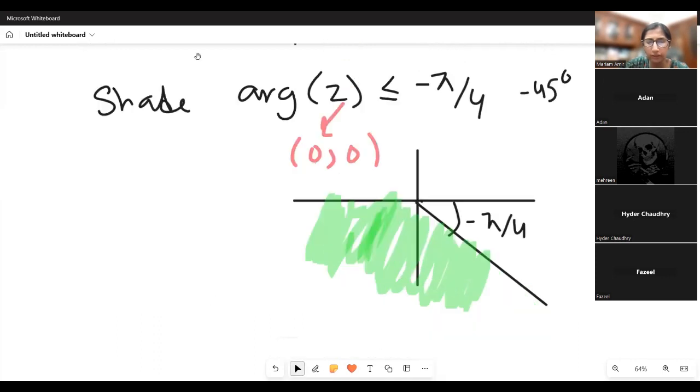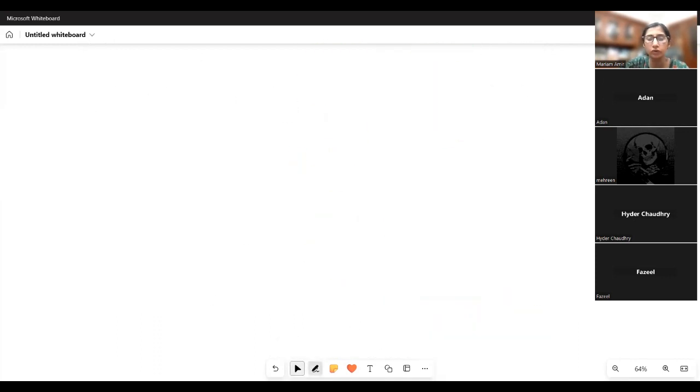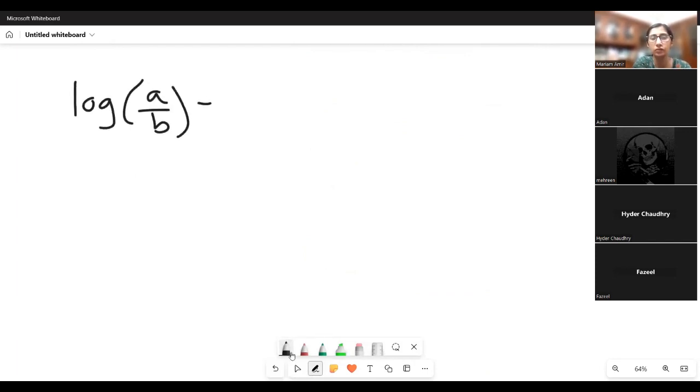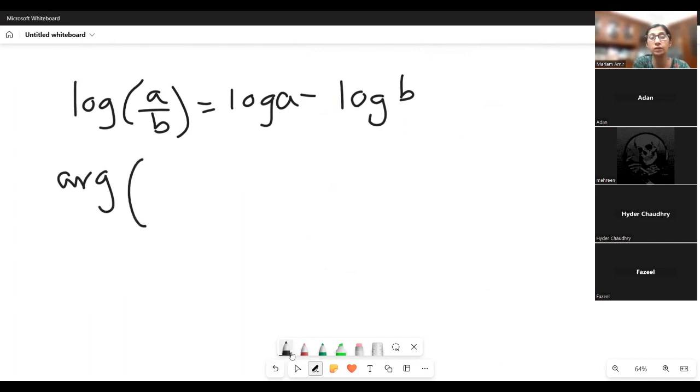We've studied an identity in log, which was log of A upon B is log A minus log B, whatever is the base. We're not talking about the base. Maybe it's 10, maybe it's 2, maybe it's whatever. So this was the identity. Similarly, this identity is applicable on the argument of complex number A upon complex number B.